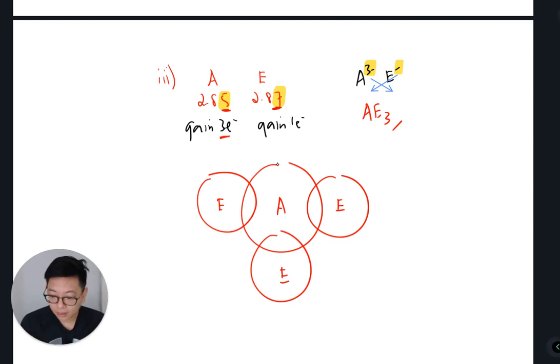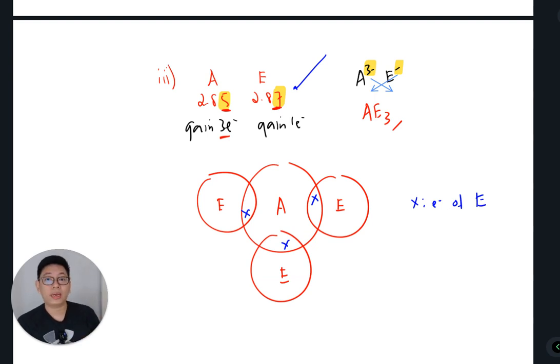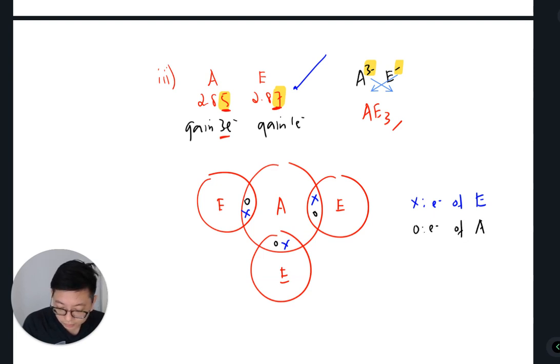Okay? Now, because E has more than 1 electron, it's not the same as before where H can only donate 1. So A needs to gain 3 electrons. It'll take 1 from each E. So I let crosses be electrons of E. Okay? And in order to take, it must give, it must share, right? So 1, 2, 3. I let circles be electrons of A. Okay, and then I'm just going to complete the diagram.